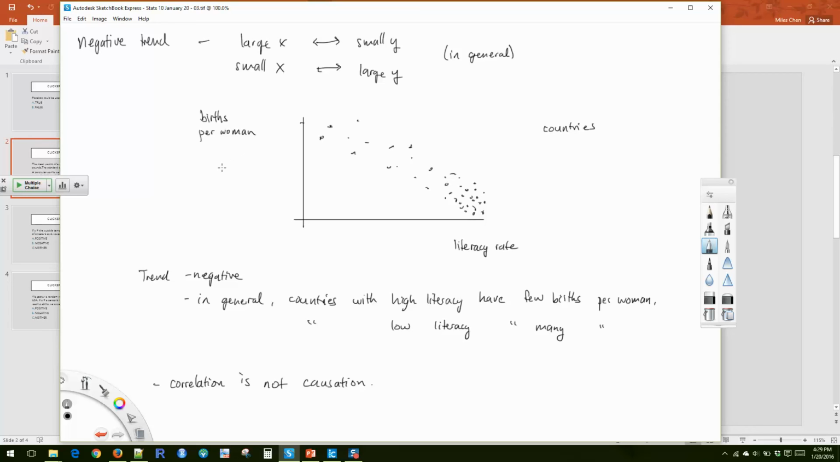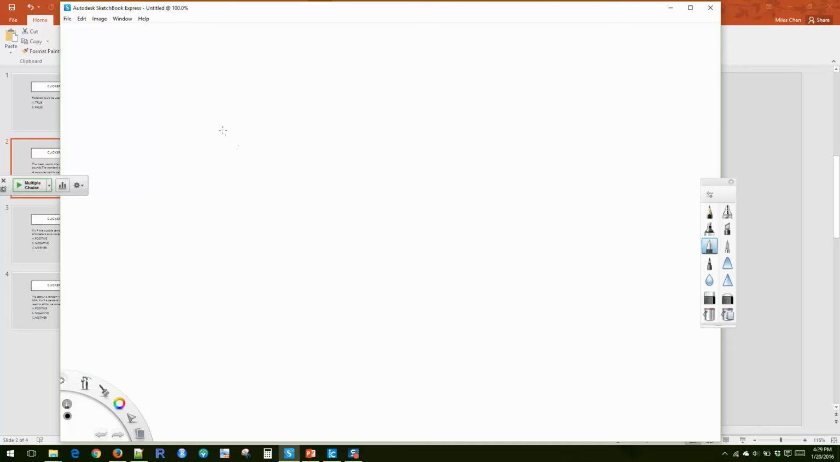These graphs and scatter plots are not intended for anything like that. It's just to say, hey, we're seeing this interesting relationship between these two numeric variables. So that is positive trend, negative trend. And then sometimes we have situations where we have neither positive nor negative.